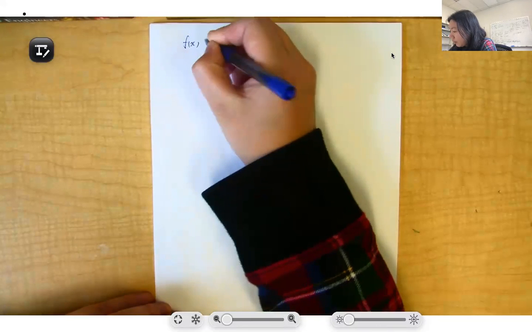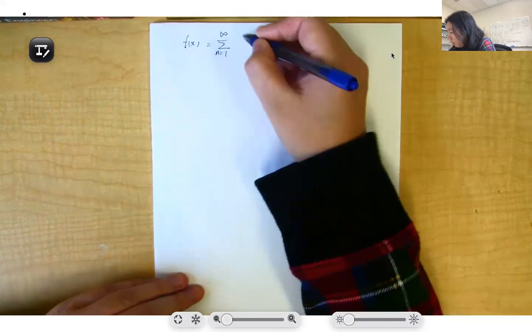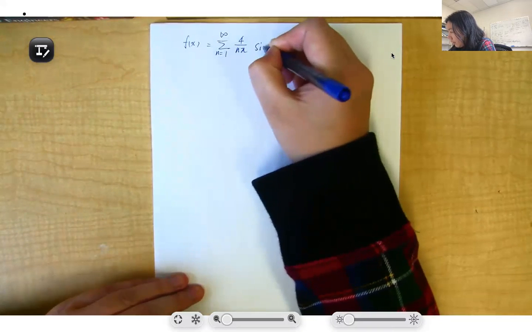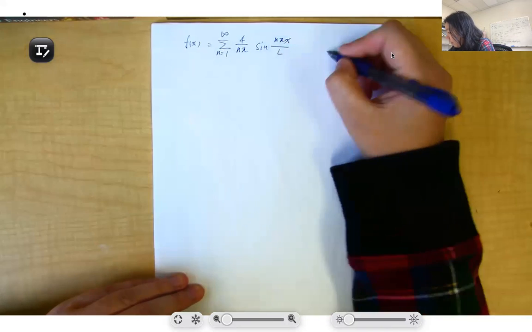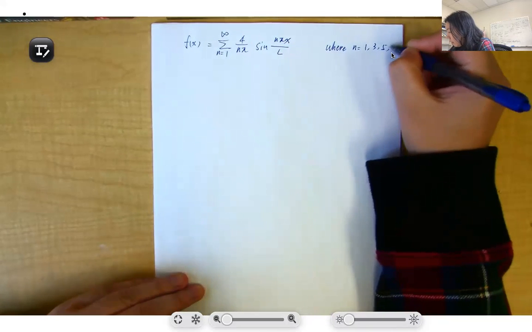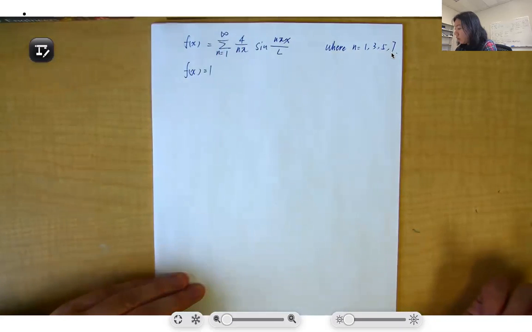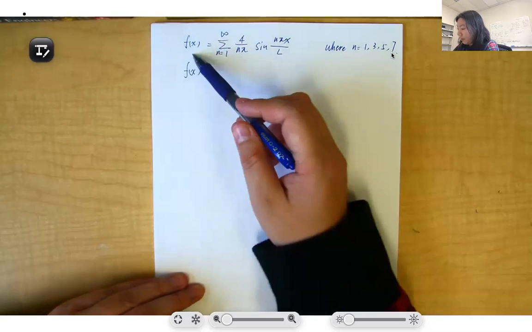Now let's try to code in MATLAB for the continuous function f(x) equals 1, this constant function, using generalized Fourier series. We have derived that our f(x) equals the sum from n equals 1 to infinity of 4 over n pi sine(n pi x over L), where n is only odd numbers: 1, 3, 5, 7. And remember, our f(x) was equal to 1 when we derived this generalized Fourier series.